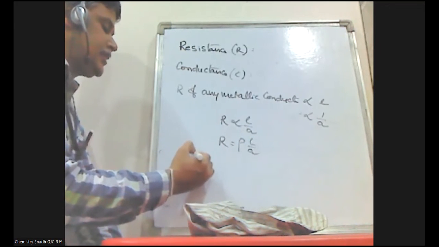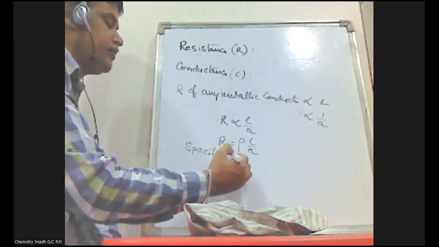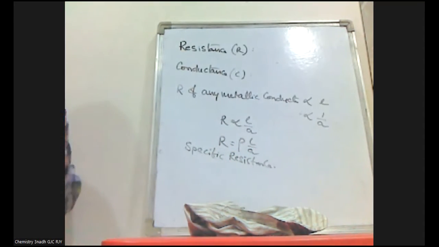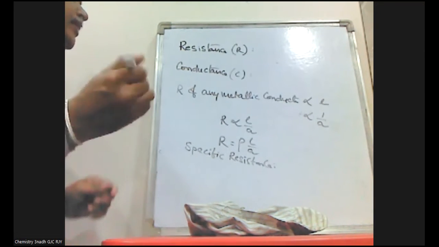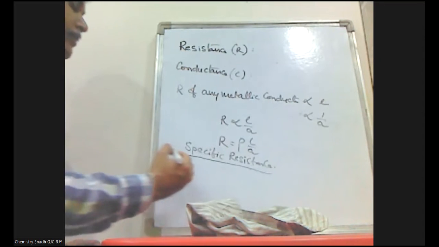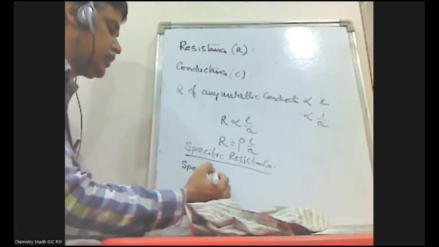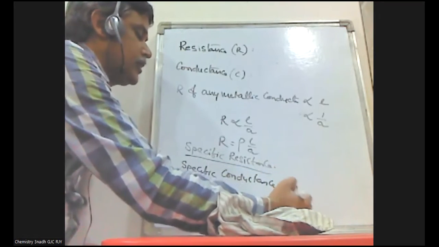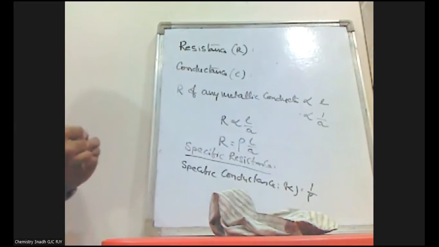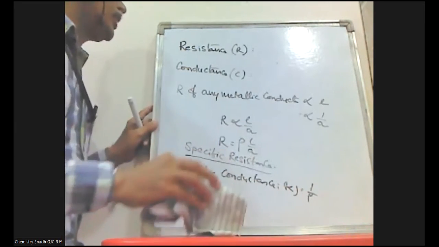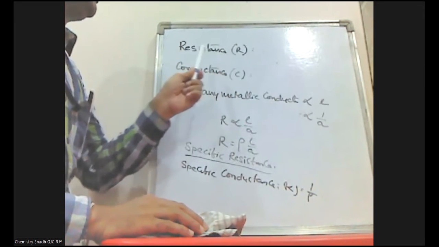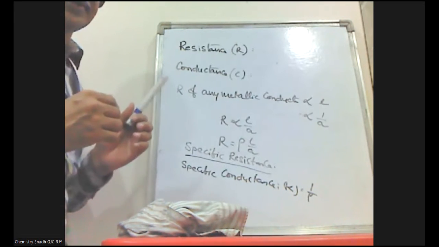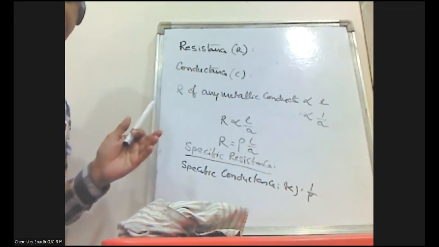Specific resistance is the resistance of a metallic conductor whose length is 1 centimeter and area of cross section is 1 centimeter square. Then we have brought one more term, specific conductance. This is denoted with kappa, which is nothing but 1 by rho, the reciprocal of specific resistance. We have seen how to determine the resistance or conductance of a metallic conductor, which is done by using the Wheatstone bridge method.